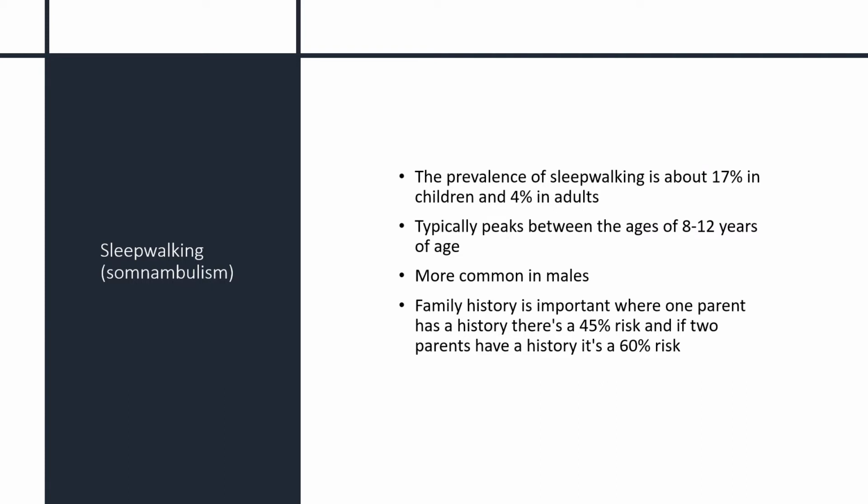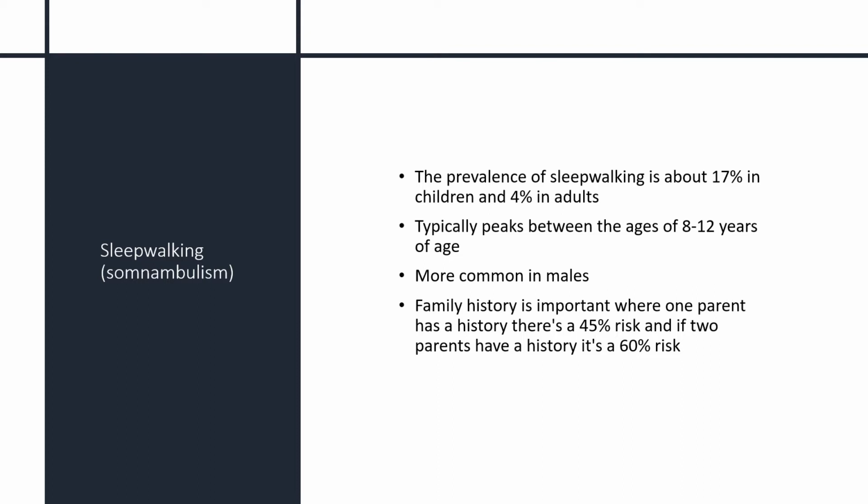The prevalence of sleepwalking in children is approximately 17%. In adults, it's about 4%. Typically, sleepwalking disappears when the child reaches puberty, or when they get a little bit older. The typical peak ages for sleepwalking are anywhere from 8 to 12 years of age. It is more common in males, and there is a genetic component to it. If one of the family members has a history of sleepwalking, there's a 45% risk. If both parents have it, it's a 60% risk.